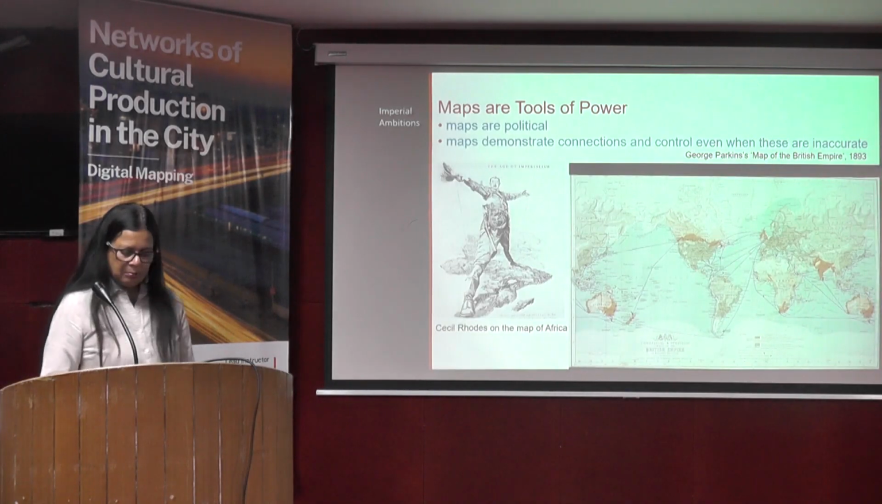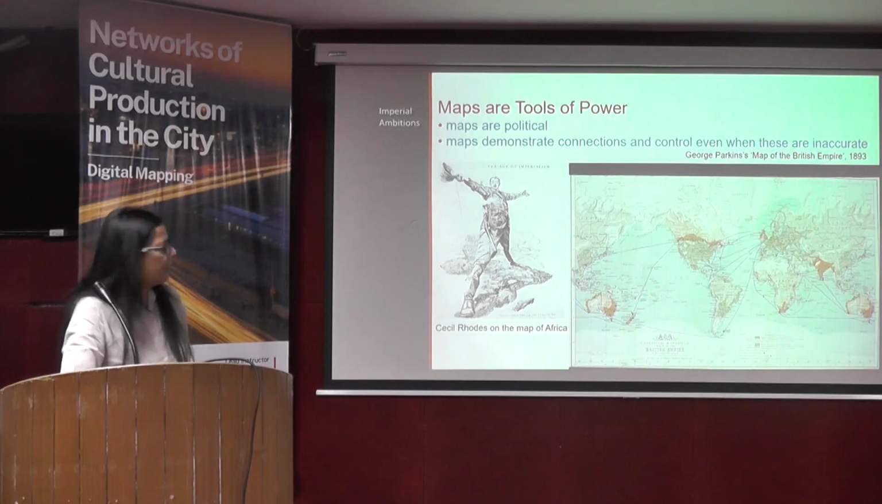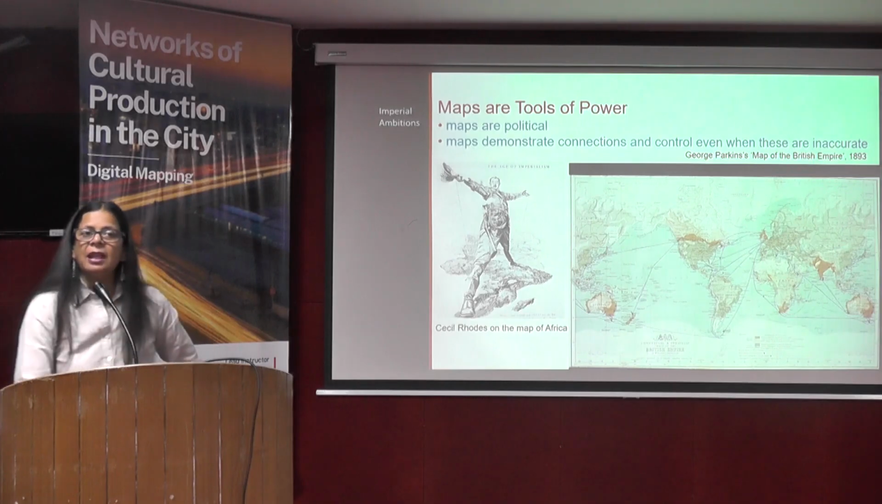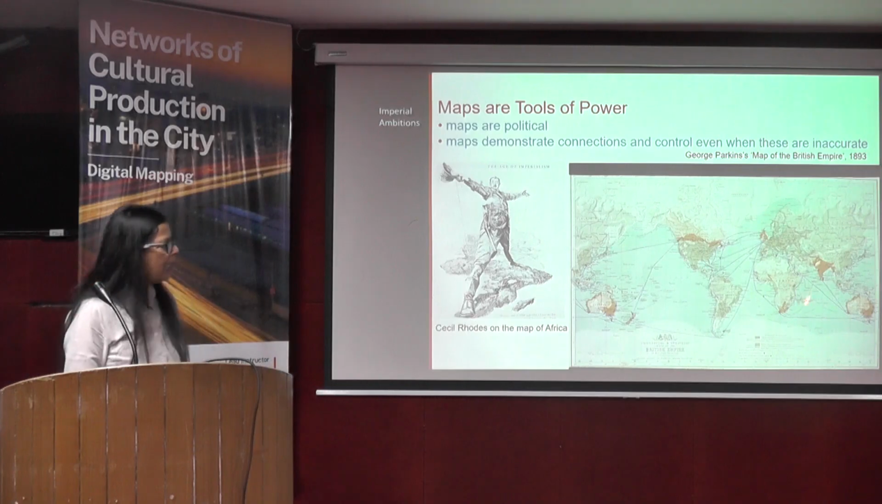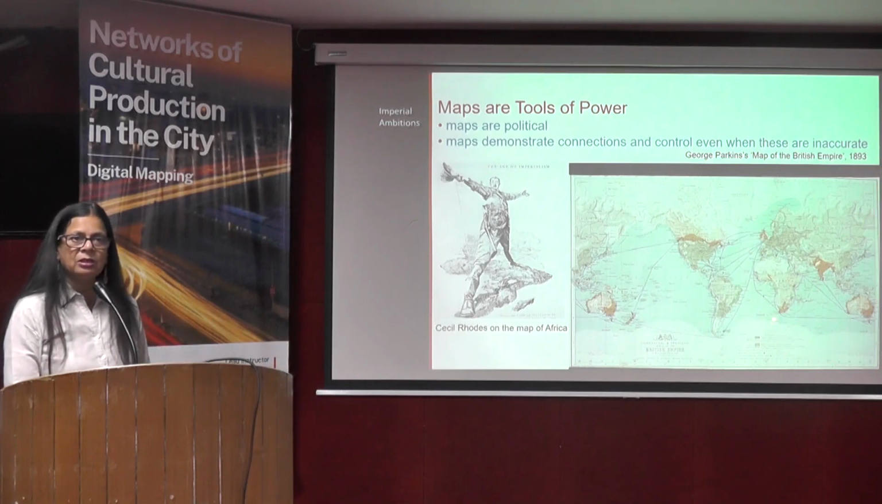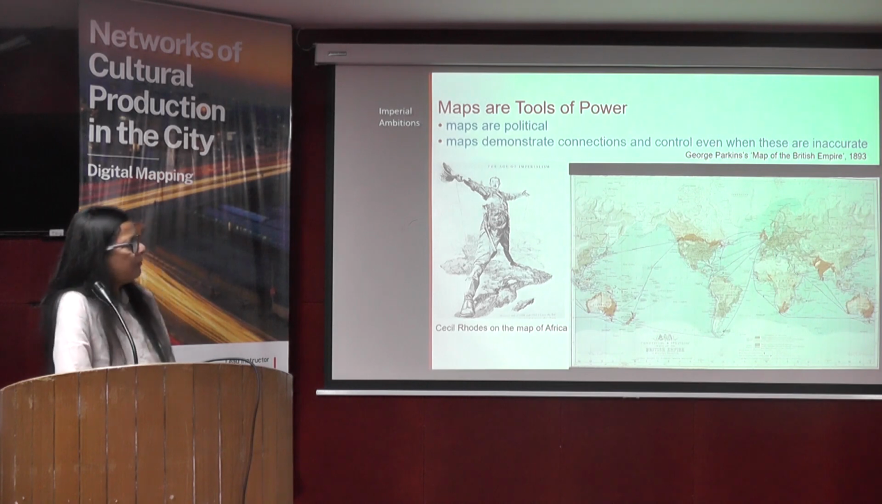That maps are manipulated was very well known. So you have a caricature of Cecil Rhodes on the map of Africa when he said he will connect the continent with telegraph lines. It's a caricature, but he would have been pleased by this, mind you, because it is fathomable. And a version of this Abhishek showed the other day, which is George Perkins' map of the British Empire.